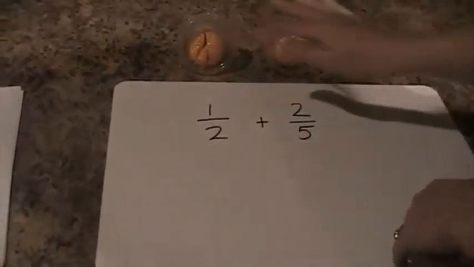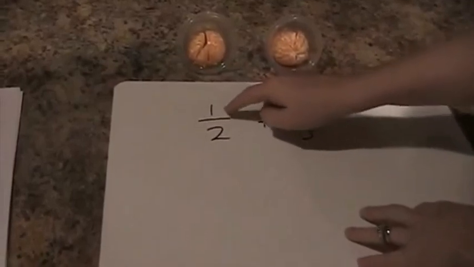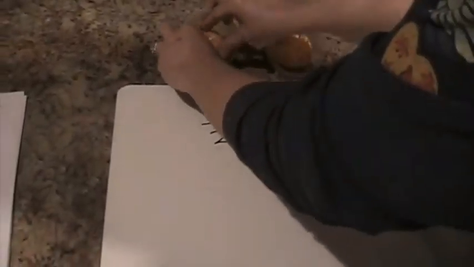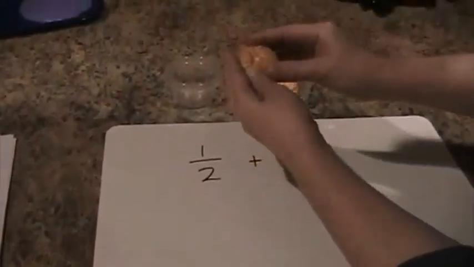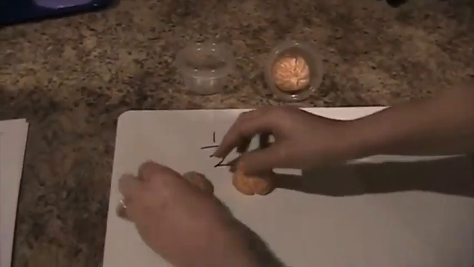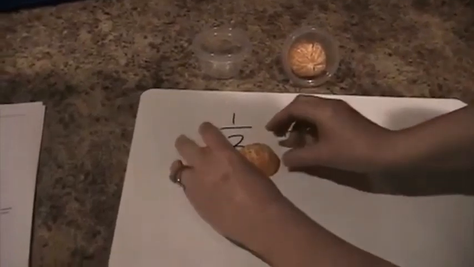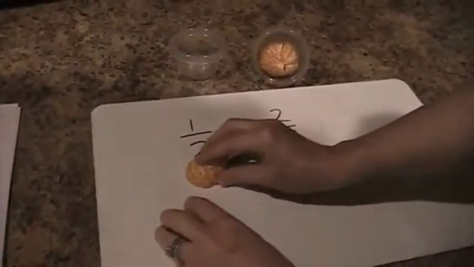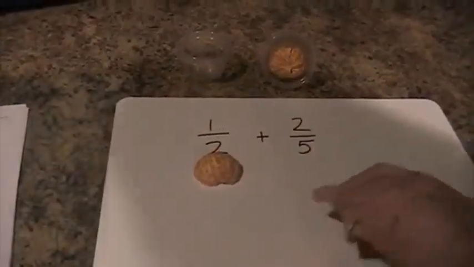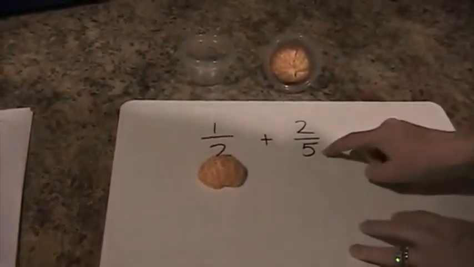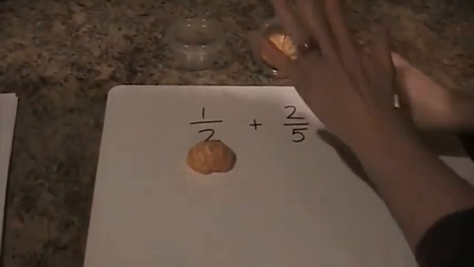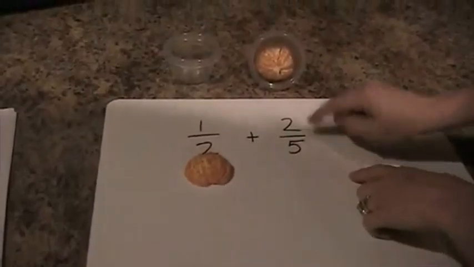We're going to use these oranges as examples, okay? So 1/2, I'm going to take this orange and divide it in half. So I have half the orange here and half the orange here. So this is going to be half that orange. That stands for half. Now 2/5, we're going to take this orange and divide it into 5 pieces because that's what our denominator is.